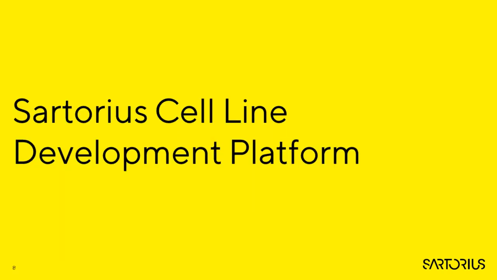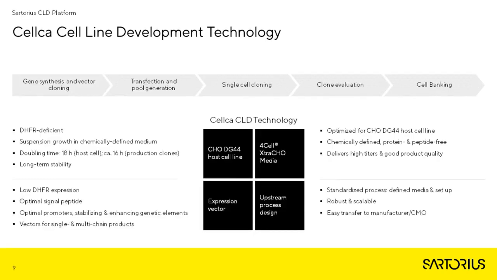So keeping that in mind, what does the Sartorius cell line development platform look like? That's the entire process of cell line development that we have here. It starts with the process of gene synthesis, for which we have an external service provider from whom we get the genes synthesized.